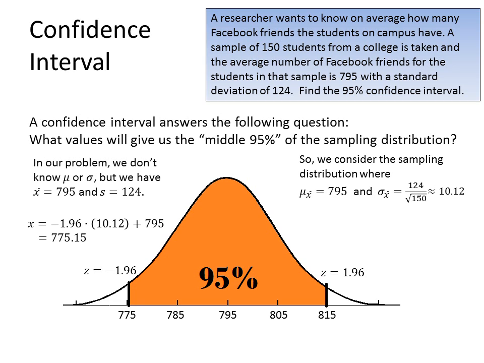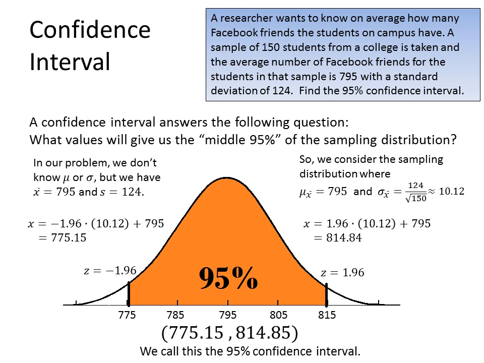Now, unstandardizing this, that is, if we take these z values times the standard deviation plus the average, that gives us our lower bound. And doing that on the right-hand side gives us the upper bound. This is what we would call our 95% confidence interval. So what this is saying is we're 95% confident that the actual average, that is the mu value that we're looking for, is going to be somewhere in between 775 and 814.